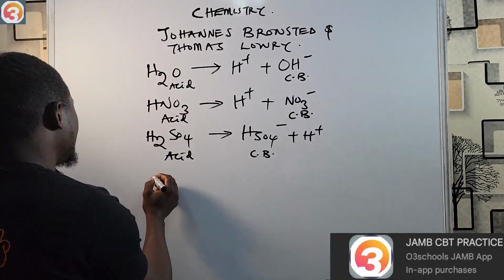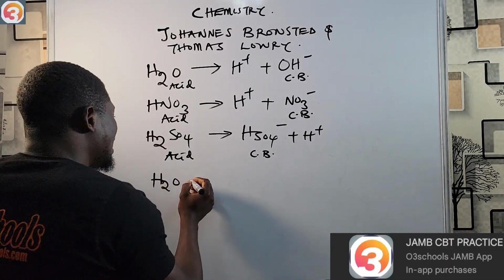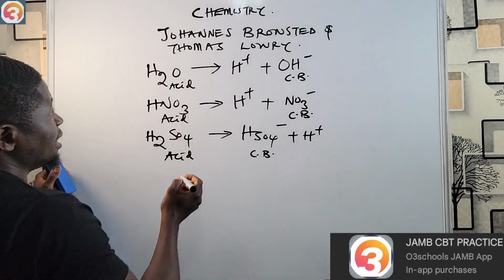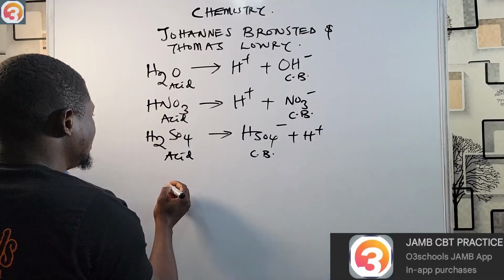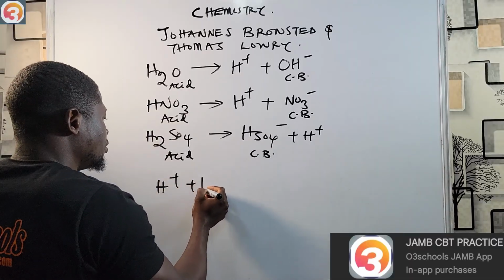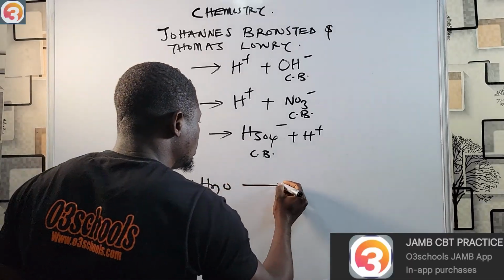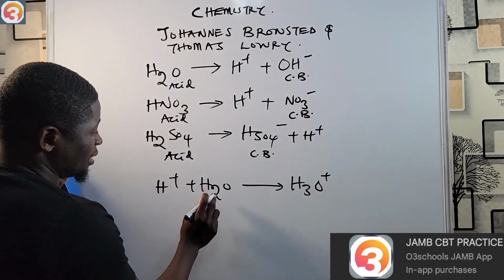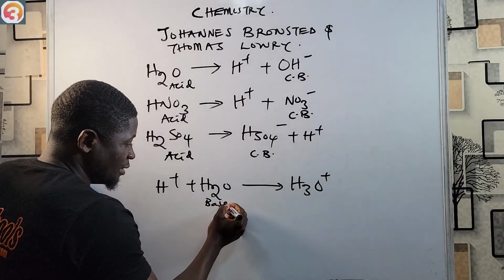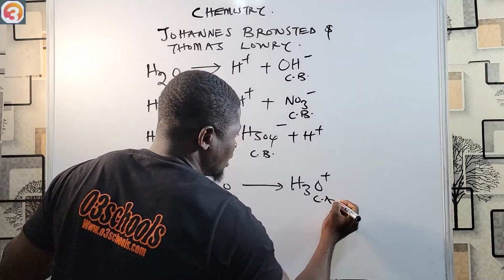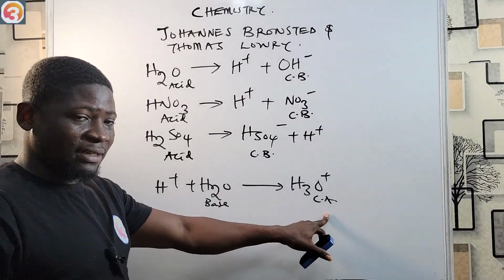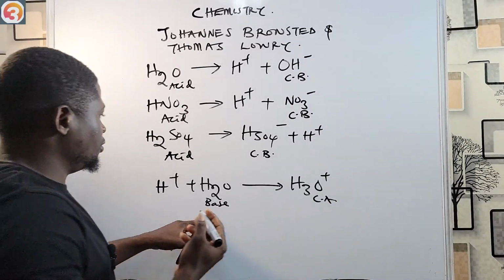Let's now see water acting as a base. Now, this is water acting as an acid. And let's see H+ plus H2O. This will give us the hydronium ion. This is the base, water acting as a base, and this is the conjugate acid, because here water is accepting a proton.